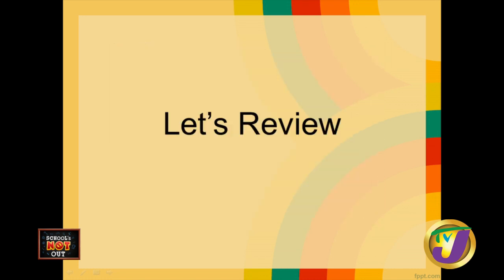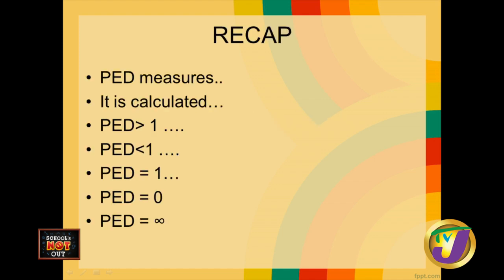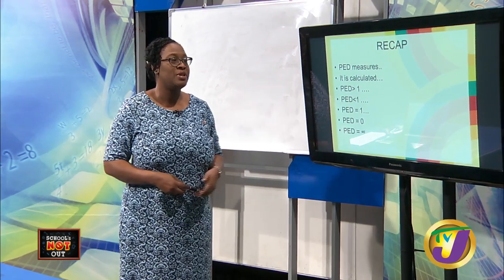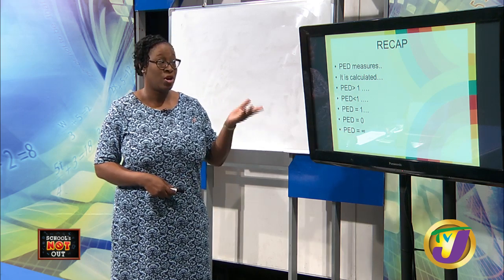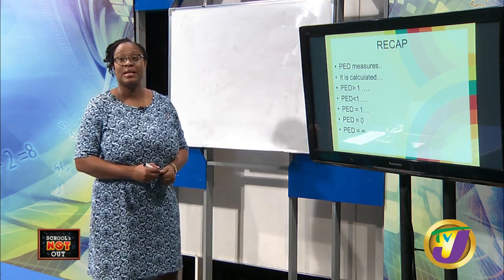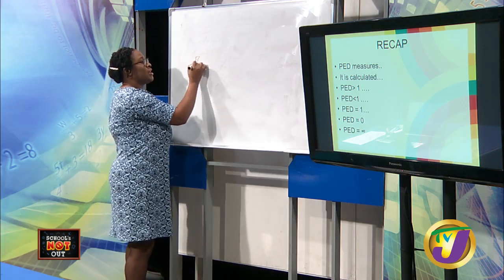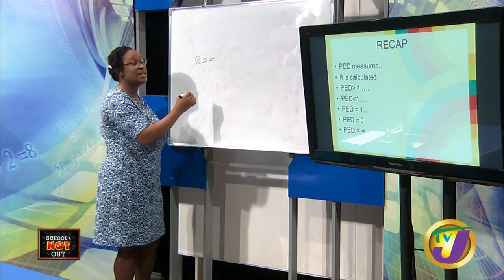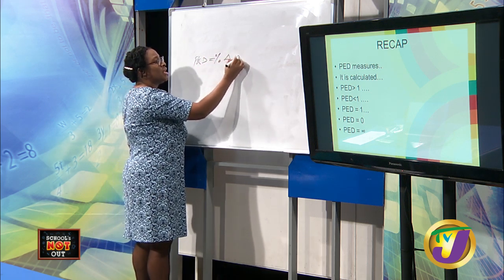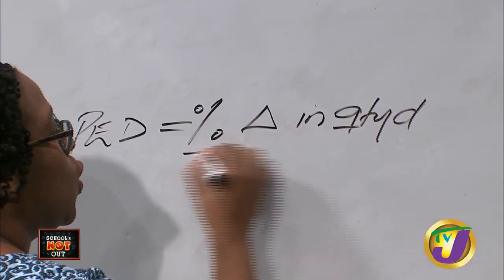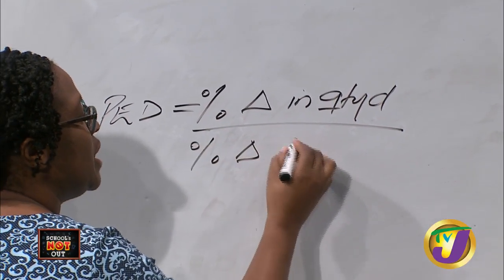Now, let us just recap. We looked at price elasticity of demand. And by way of definition, price elasticity of demand measures, you are correct, the responsiveness or the sensitivity of quantity demanded due to the change in price. And how is it calculated again? I know I sound like a scratch record, but please bear with me. It's calculated as the percentage change in quantity demanded over the percentage change in price.